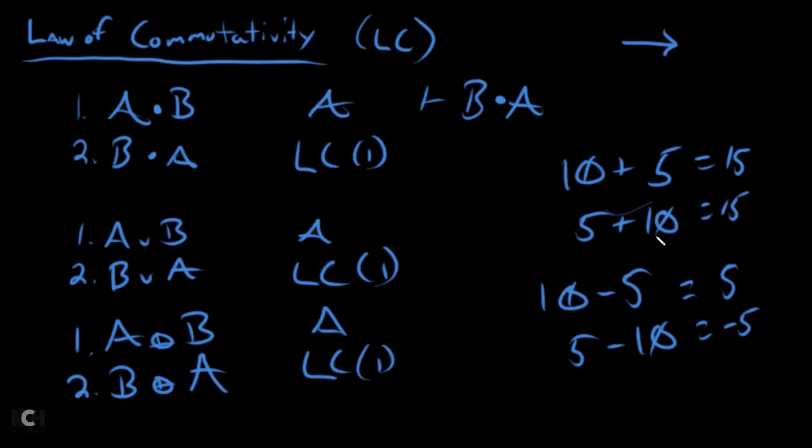In arithmetic, multiplication and addition bear the associative, commutative, and distributive properties. Division does not in the same way. It's not commutative and it's not associative, and it also doesn't bear the distributive property.